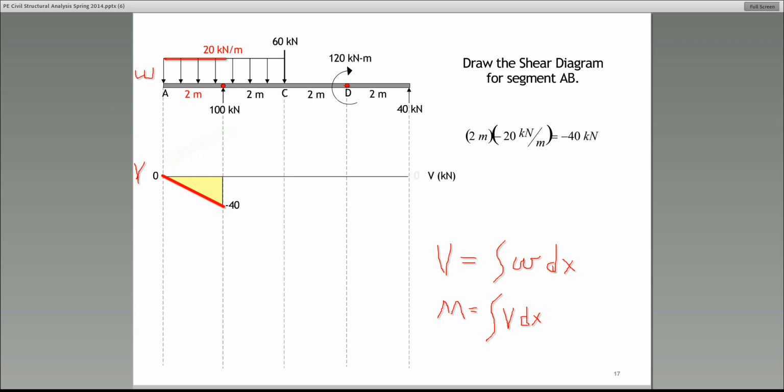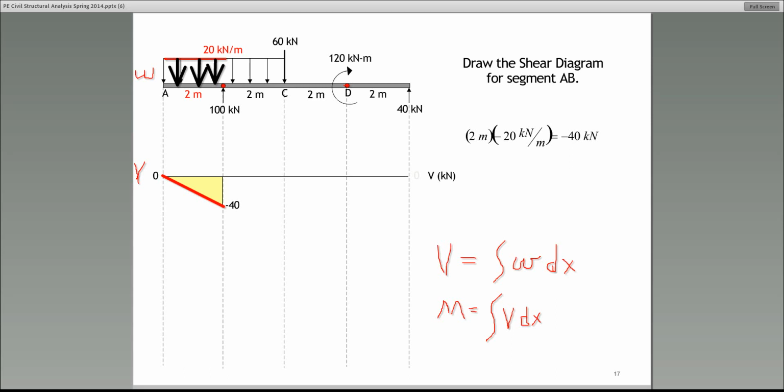All right? How do we decide what the slope of this first degree curve should be from A to B? Well, we decide based on the direction of the load. And in this case, the load is downward. So if the load is acting downward, the slope is negative. All right? So that's why the red segment is correct.